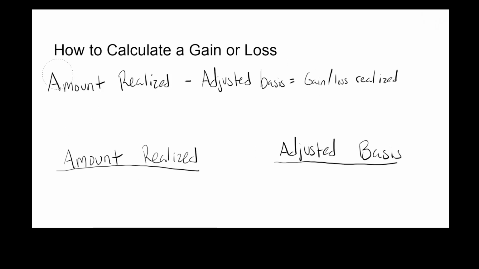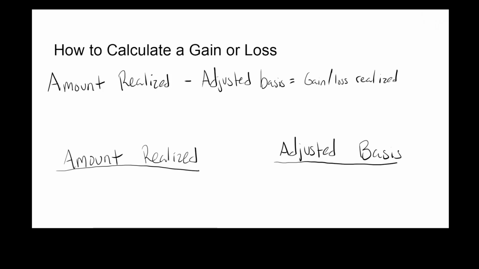In this video, let's talk about how we calculate a gain or loss, and then we'll also dive deeper into how we calculate the amount realized and adjusted basis to determine our final gain or loss. When it comes to short-term or long-term capital gains and losses, we have to run through the following formula: amount realized minus the adjusted basis equals our gain or loss realized.